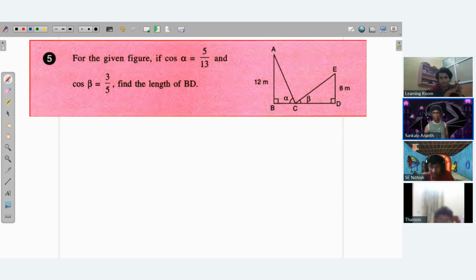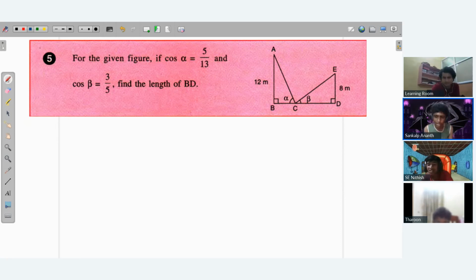Find the length of BD. Well, sir, we did this question, sir. I don't think with the same numbers, but we did this question. Sir, how is this possible? It's easy. 8 what? Meters. I found it.